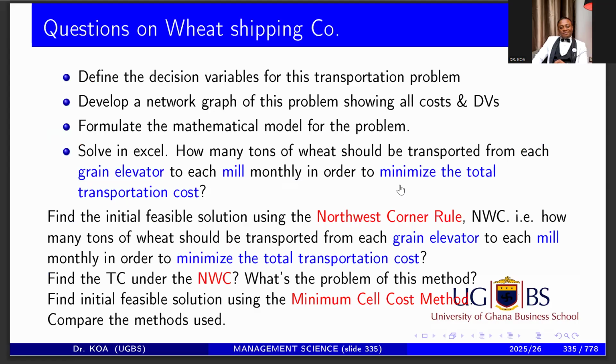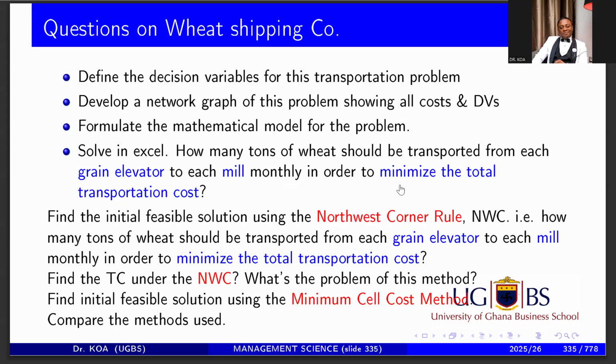Here is a question. Define the decision variables for this transportation problem. Now, even if you are not told to do it for this transportation problem, something in the question will tell you that it's a transportation problem because you were told that you are transporting the thing from this to that.